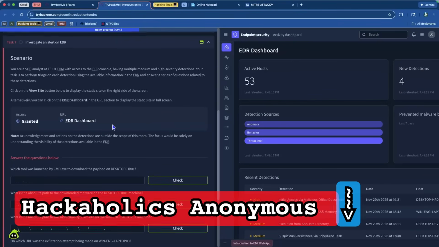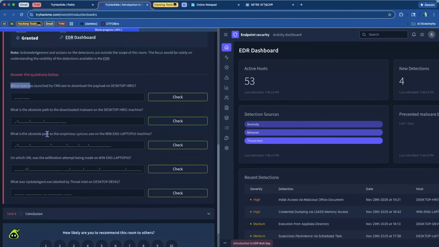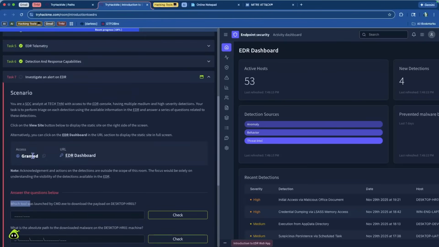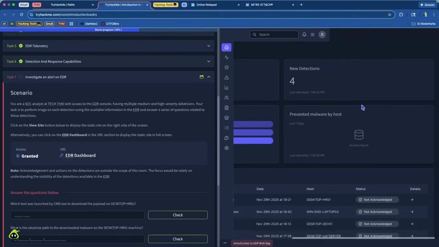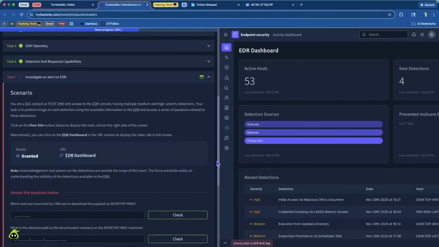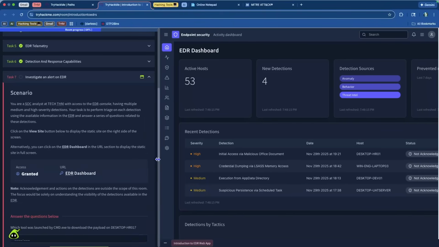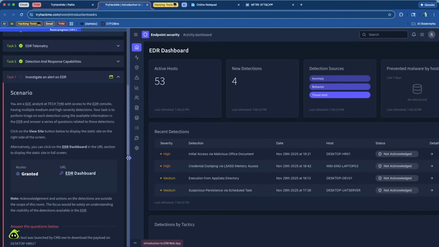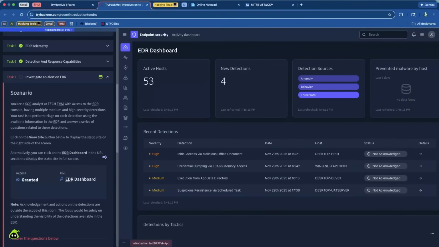Okay, great. So which tool was launched? What is the absolute path, etc.? So we're going to get some detailed information here, and this is for our EDR platform. I'm not going to read the scenario because honestly, it's irrelevant. The goal is to try to find what's going on here. Now, I can't expand this, unfortunately. Can I? There we go. I could do that. That's cool. I didn't know I could do that. That's actually very handy.